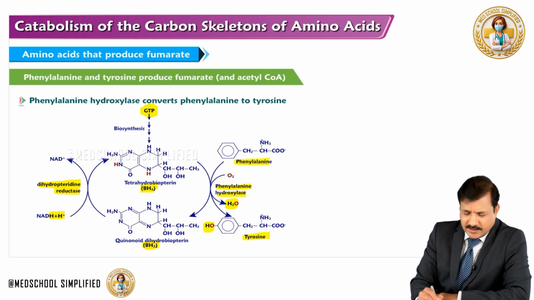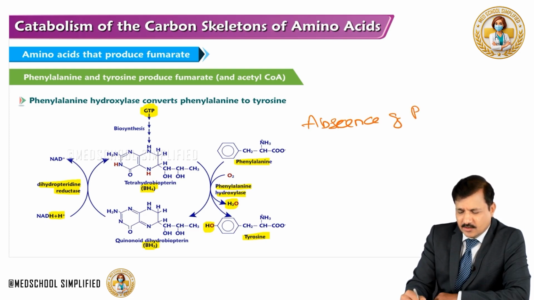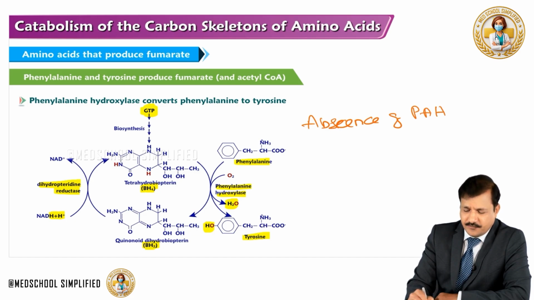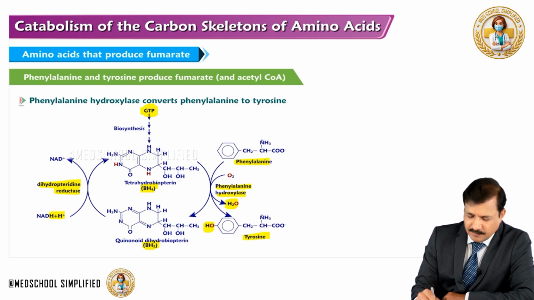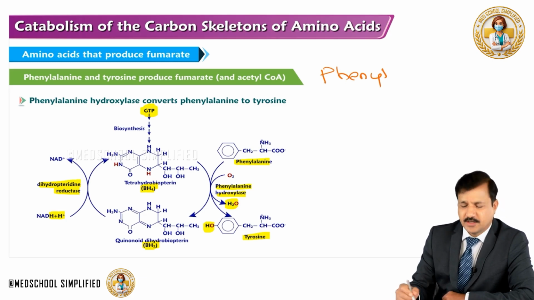The enzyme phenylalanine hydroxylase, if it is absent, first I will write absence of phenylalanine hydroxylase, PAH. Absence of phenylalanine hydroxylase will give rise to type 1 phenylketonuria, type 1 PKU. Now let me rewrite in a different way so that it will be easy for you to recall things. Phenylketonuria is a disorder associated with the conversion of phenylalanine into tyrosine.